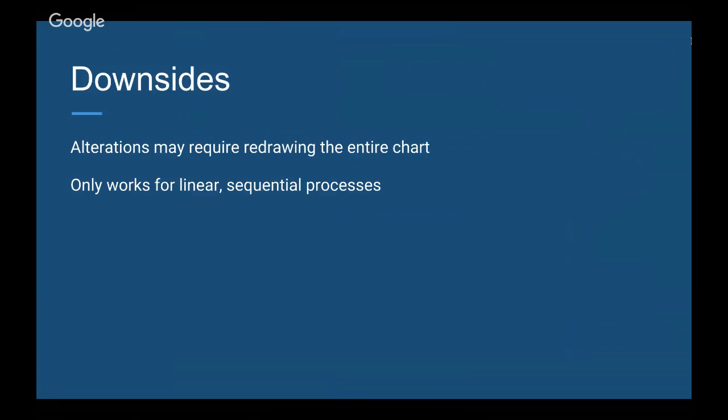Now some downsides are that if you have to alter part of the flowchart, you might run the risk of having to redo the entire chart, so that everything continues going through that sequential flow. And furthermore, since it's so sequential, it only works in that kind of process. If things really start to branch off, then we really can't use this.